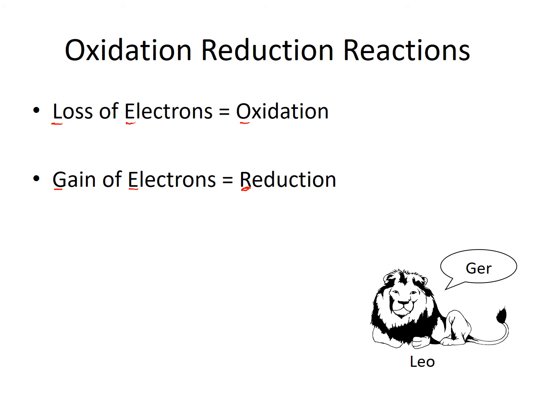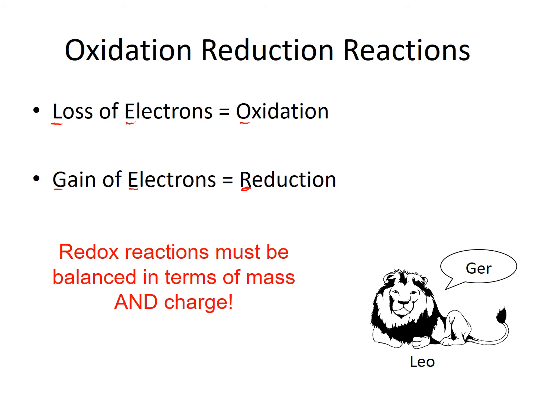And so the first thing that we're going to focus on is really how to balance oxidation-reduction reactions. There's a little more to it than what you may have learned in the first semester of general chemistry. So we have to do a little bit more than just balance in terms of mass or number of atoms. Redox reactions have to be balanced in terms of mass and charge.